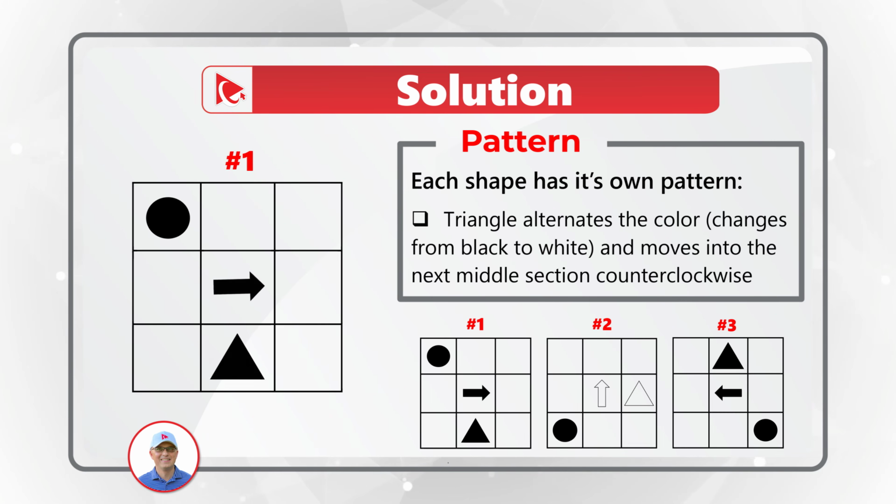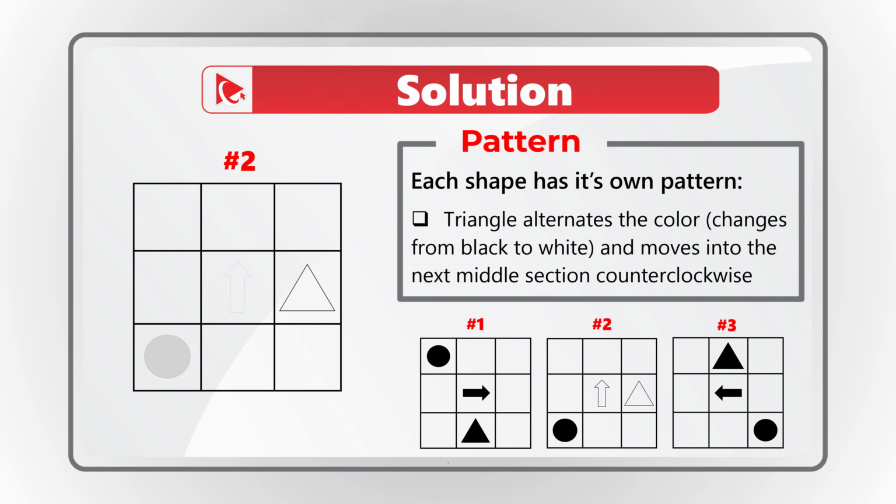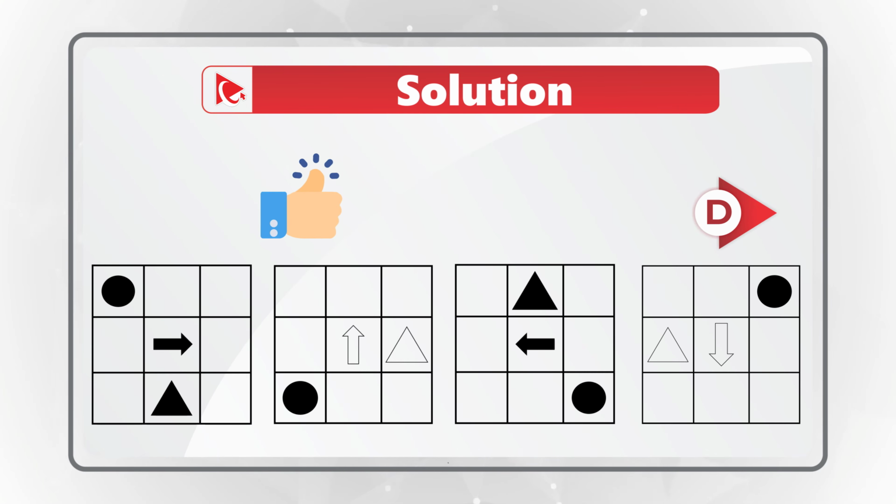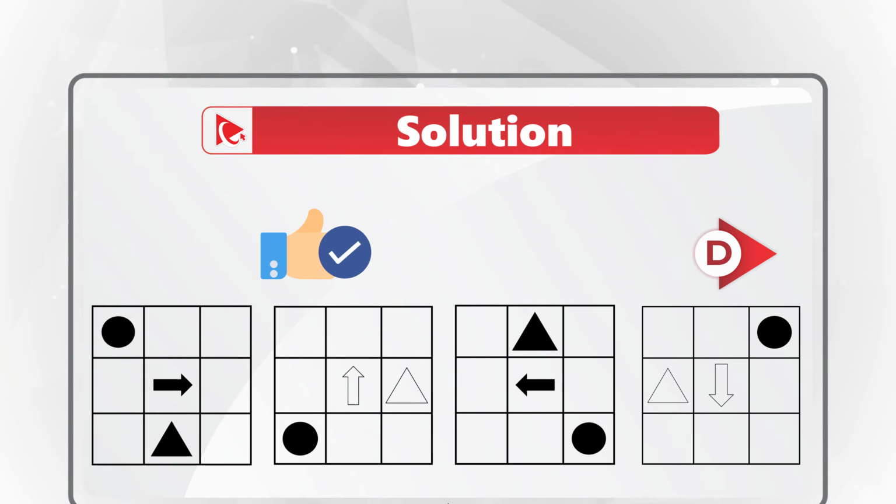Triangle alternates the color, changes from black to white, and also moves into the next middle section counterclockwise. If you follow all of these patterns, you will realize that the answer is choice D. Hopefully you've nailed this question and now know how to answer similar problems on the test.